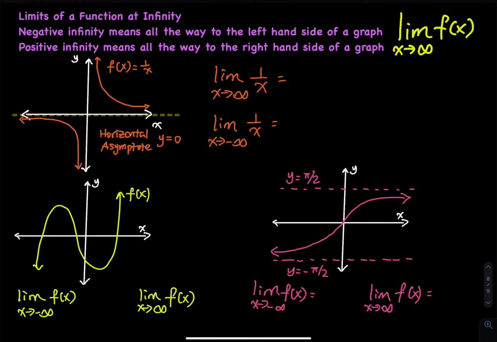The function 1 over x is the best function to explain the limit of a function at infinity. If you see a graph, as x approaches infinity, just follow the graph and look all the way to the right. As x approaches negative infinity, follow the graph and look all the way to the left. So take a look at the function 1 over x. 1 over x has a horizontal asymptote at y equals 0, and a vertical asymptote at x equals 0.